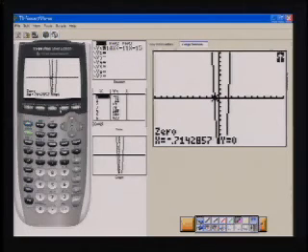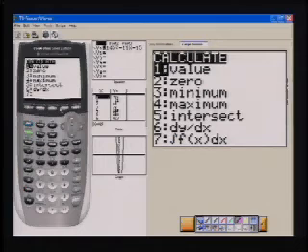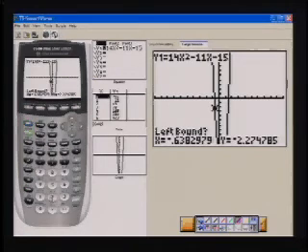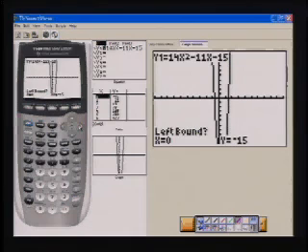So I'll say second, and press that trace button again. Choose number 2 for 0. Now I'm already to the left, but I don't like to be that far to the left, so I'm going to go over to the right a little bit closer to it. As soon as it comes on the screen, as soon as I can see the cursor, I'm going to stop.